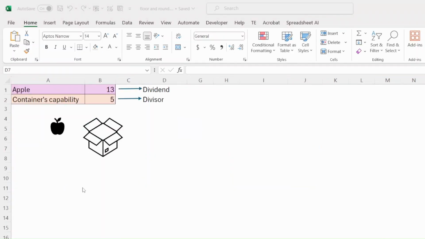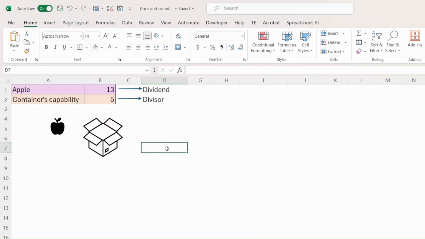So let's see how we can make some examples for these equations. For example, I have 13 apples, and I want to put those apples into boxes. Each container has a capacity of 5, meaning it can only hold 5 apples. So how many containers will I have?